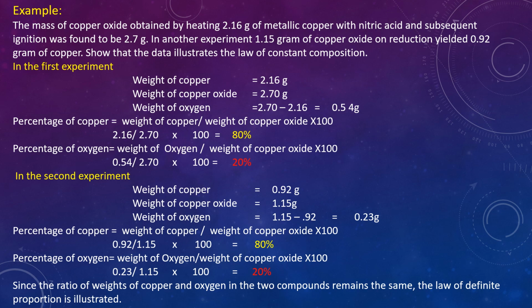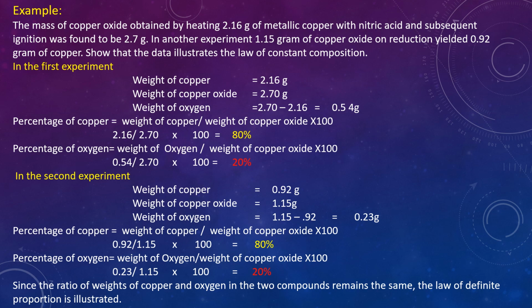So coming to the solution part, in the first experiment, the mass of copper is 2.16 gram and the mass of copper oxide is 2.70 gram. When we deduct the mass of copper from the mass of copper oxide, we get the mass of oxygen, that is 0.54 gram. Now we find out the percentage of copper. How? 2.16, that is the weight of copper, divided by the weight of copper oxide, into 100. It comes to be 80%. Similarly, we can find out the percentage of oxygen, that is 20%.